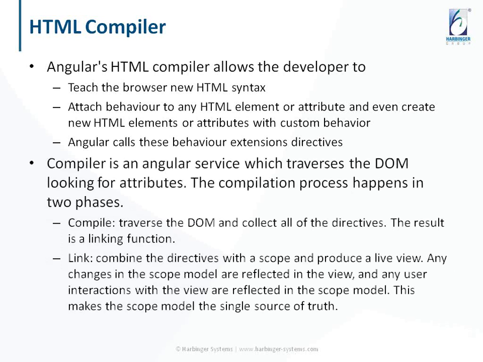So the first stage is to compile, where it traverses the DOM and collects all the directives which are declared in the DOM, and then it passes that information to the linker where it combines the directive with the scope. Scope is nothing but the model or the data object that is associated with your directives, and then produces a live view of it. So any changes in the scope model are reflected in the view, or any user interactions with the view are reflected back into the scope model, and eventually into the storage. That is basically the two-way binding that we were talking about in the initial slide.